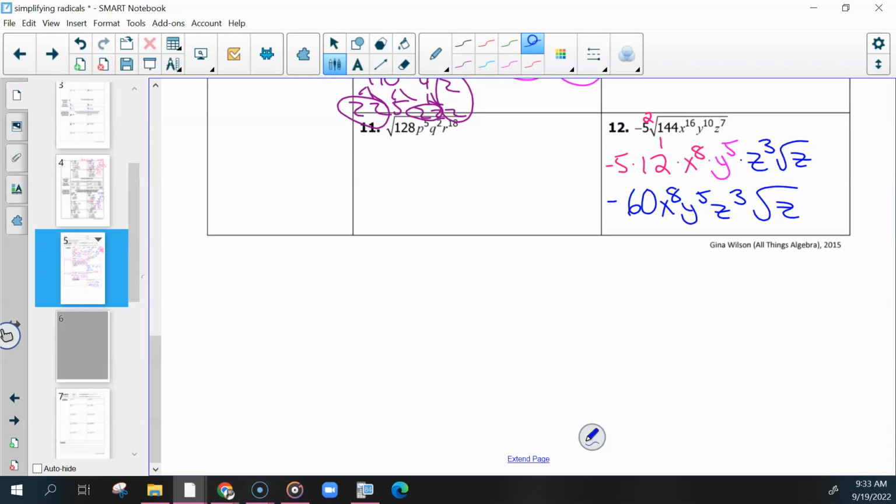Regina. So we did the perfect square method, not the factor tree method. Emma. Yes, I can. Give me 2 factors of 144. Okay.